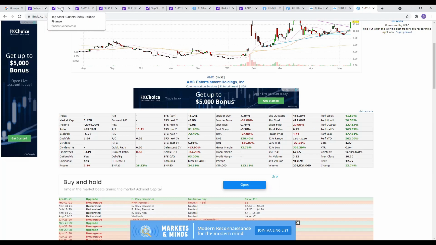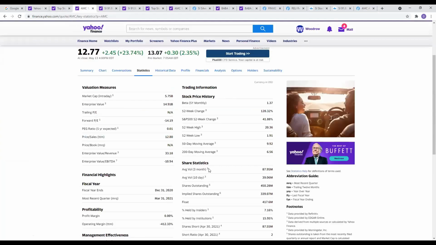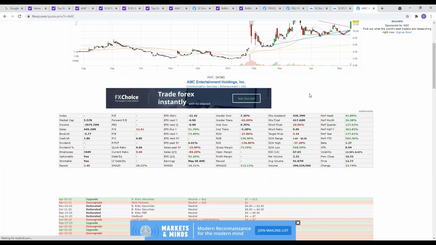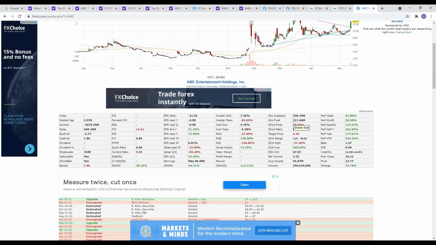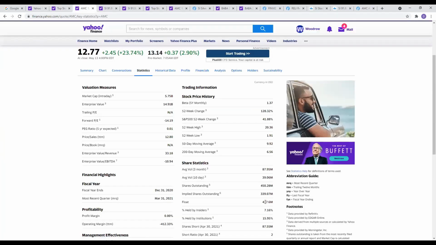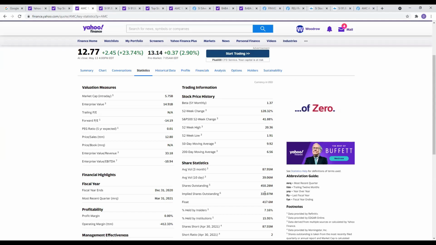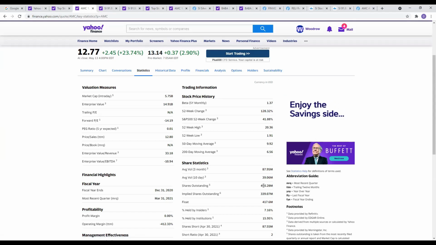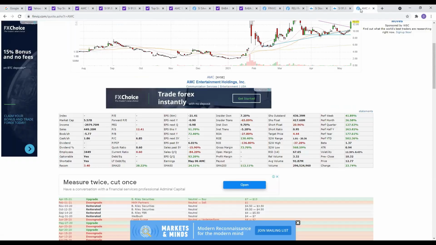Let's go back to Yahoo Finance and look at the float. Float is 470 million. So the float aligned between the two websites. The float is 417 million. Shares outstanding is 450 million. So there are inconsistencies between the two websites for the shares outstanding. Here on Yahoo Finance, it says the shares outstanding is 450 million. Here, the shares outstanding is 436 million.